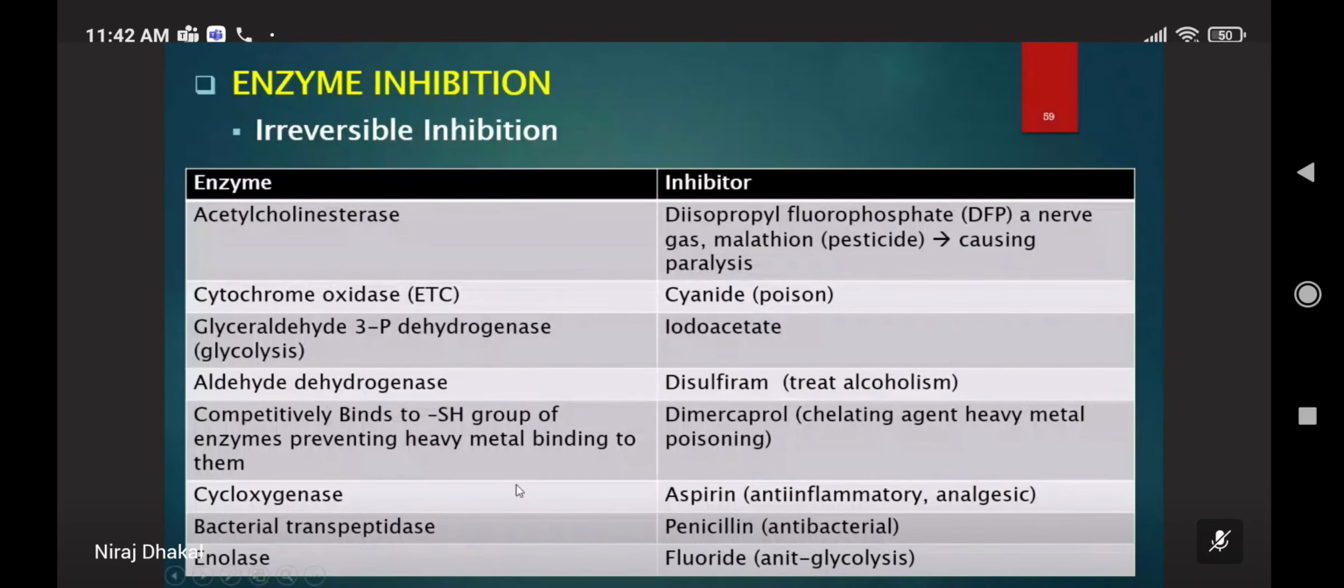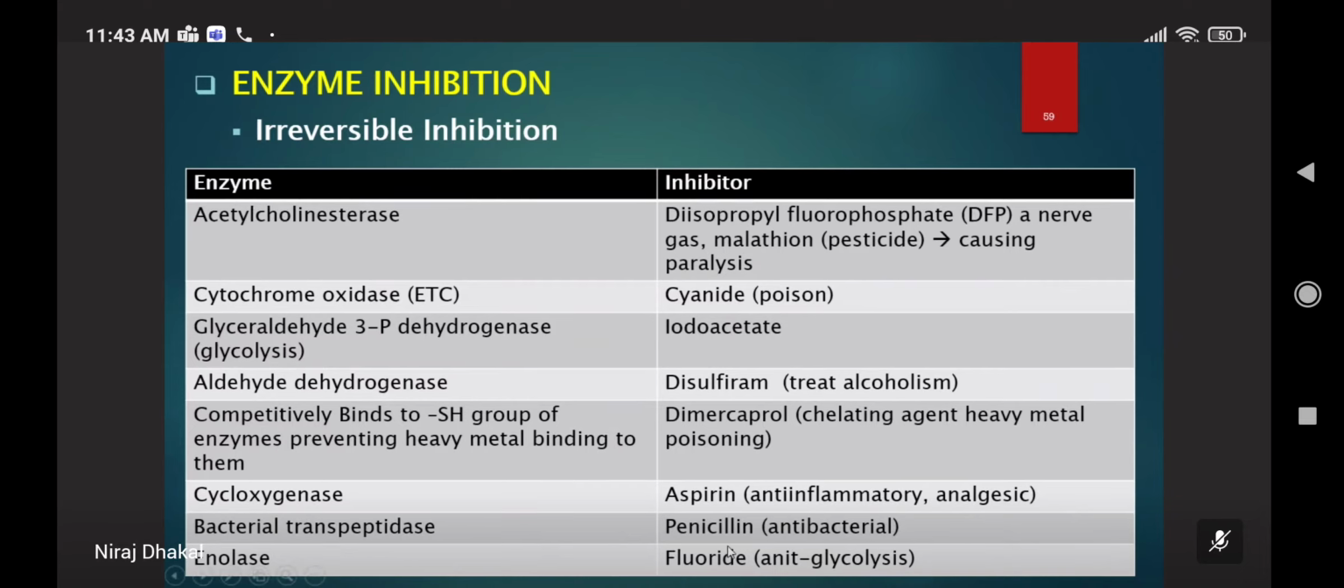Another is cyclooxygenase, which is inhibited by aspirin, which is an anti-inflammatory and analgesic drug. So it also competitively inhibits cyclooxygenase, and thus the inflammatory or pain-inducing prostaglandins are not synthesized.